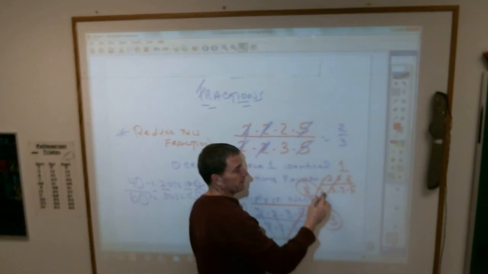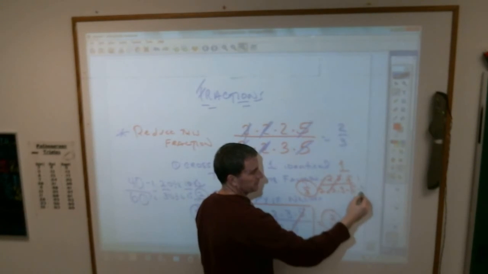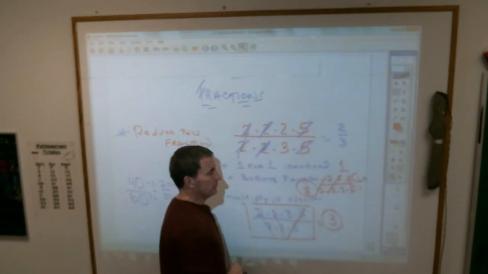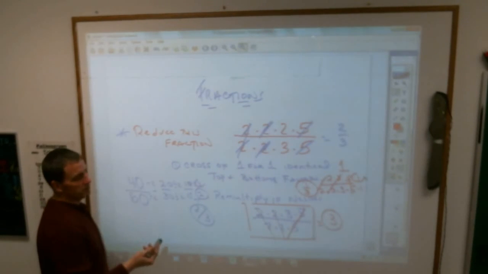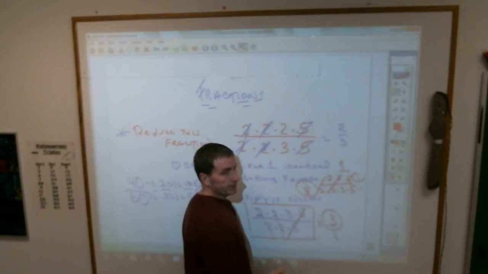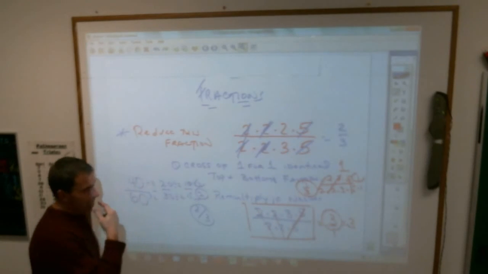If the number ends up on the bottom and no number left on the top, it's 1, because you can always put 1 as factors. So the smallest you can get on top is a 1. The reason why you don't have it on the bottom is because you can put a 1 on the bottom, but 3 over 1 is still 3. So that's good there.